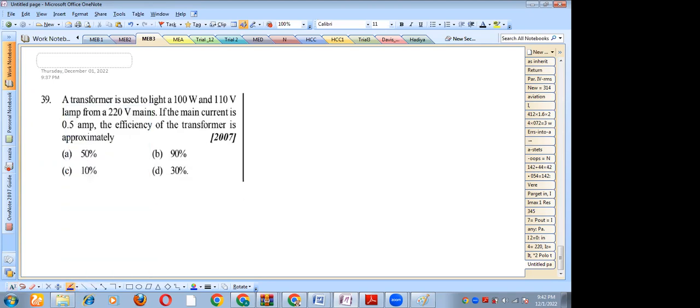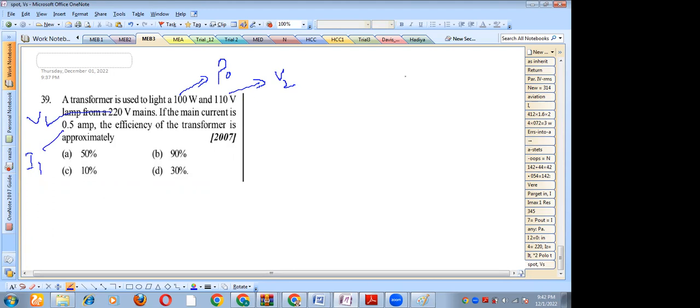A transformer used to light a 100-watt and 110-volt lamp from a 220-volt mains. If the main circuit current is 0.5, the efficiency of the transformer is approximately. So, what is this? Is output power, right? And this is V2, and this is V1. This is I1.